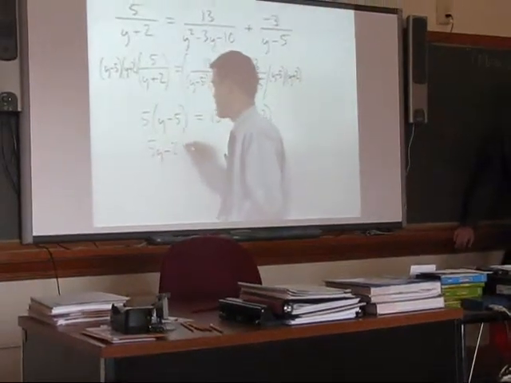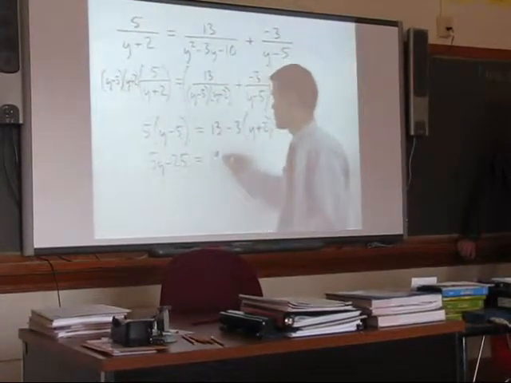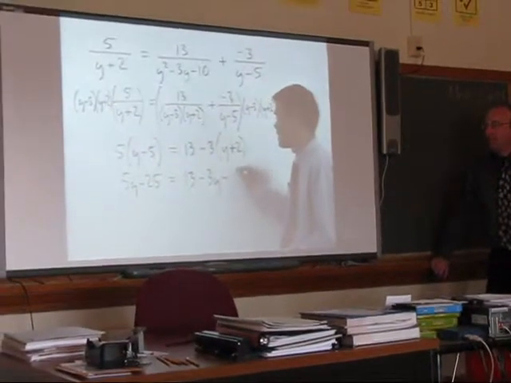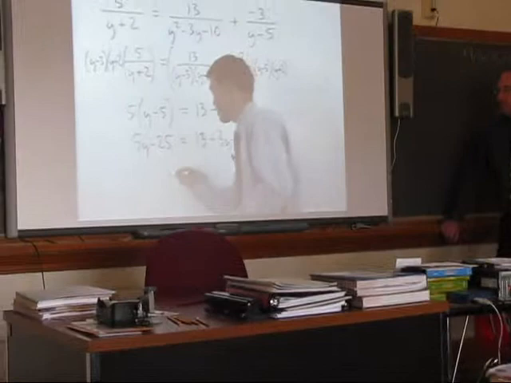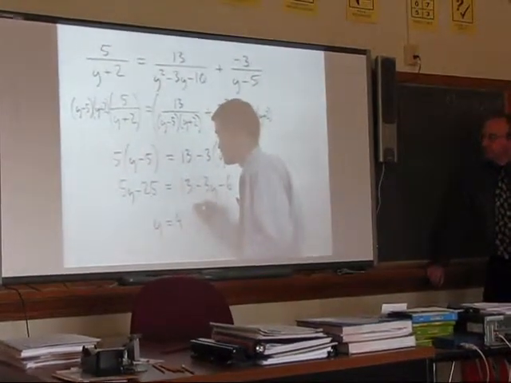5y minus 25 equals 13 minus 3y minus 6. And solving from here, we find that y equals 4.